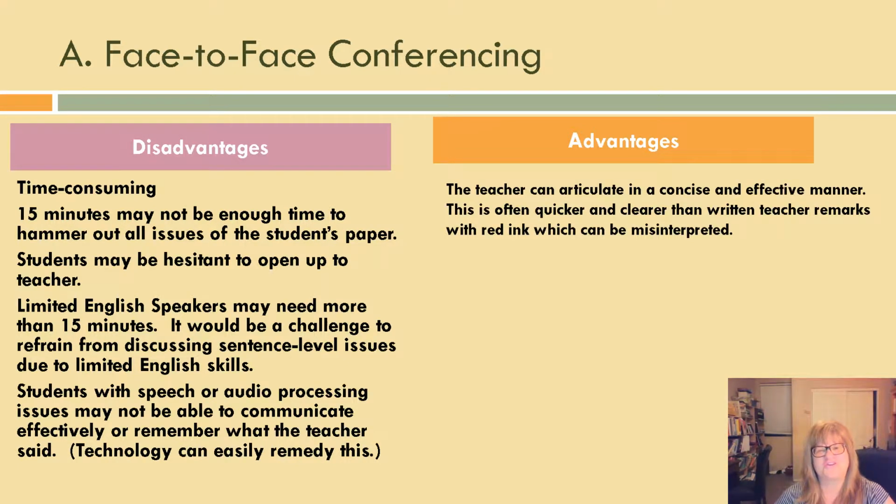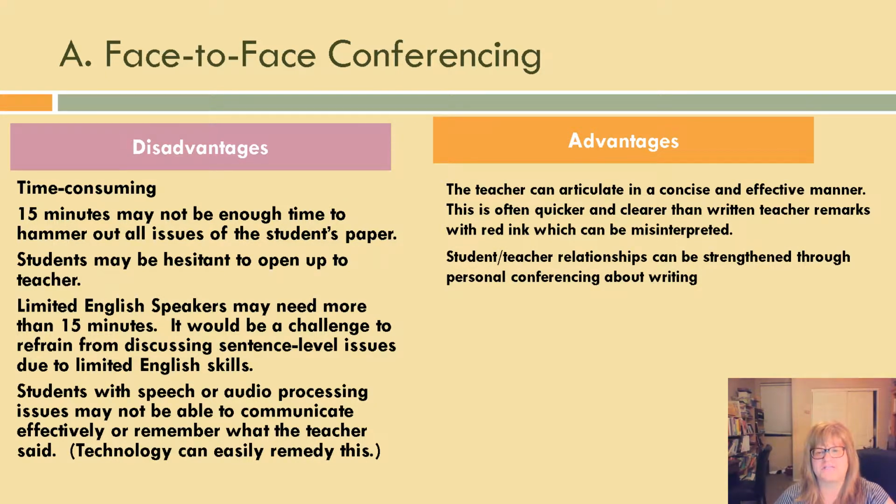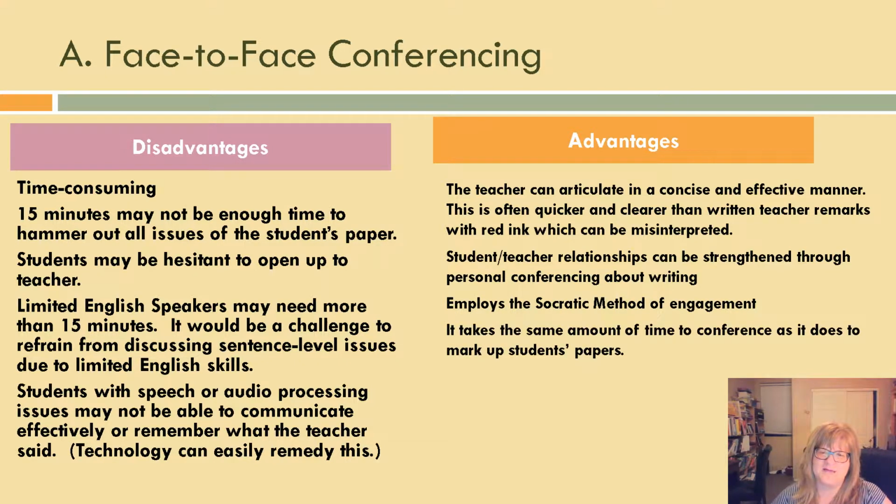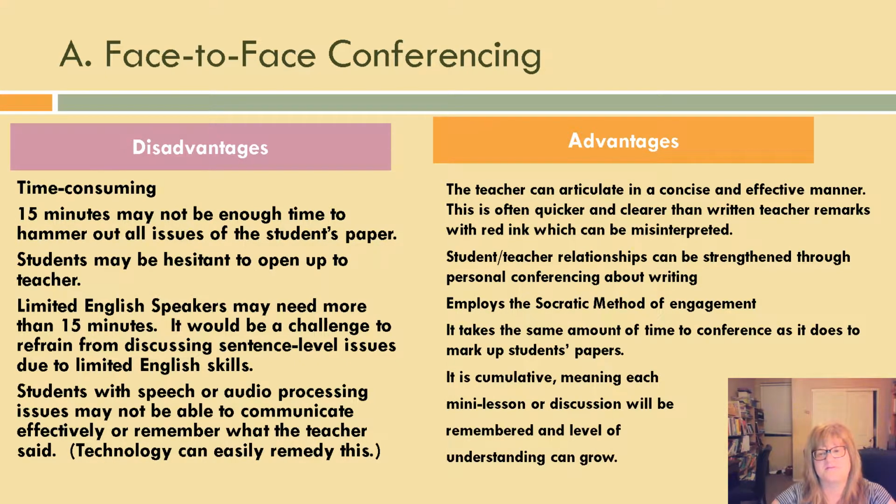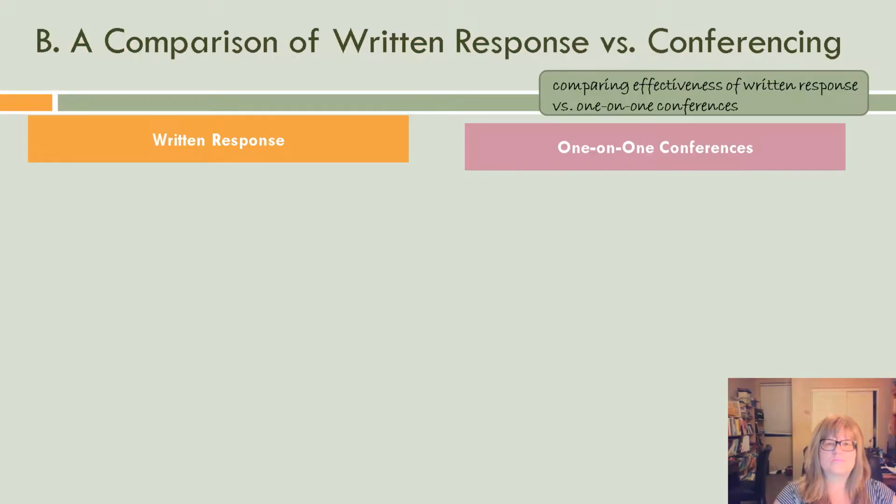Advantages: the teacher can articulate in a concise and effective manner. This is often quicker and clearer than written teacher remarks with red ink, which can be misinterpreted. Student-teacher relationships can be strengthened through personal conferencing about writing. It employs the Socratic method of engagement, and it takes the same amount of time to conference as it does to mark up student papers. It's cumulative, meaning each little mini lesson or discussion will be remembered and level of understanding can grow.